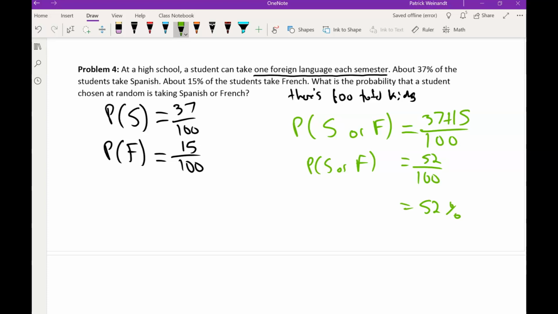However, what would the problem be if they could take Spanish and French? Could I then just add the total kids in the class, 37 plus 15, if there could be kids taking multiple of them? And the answer is no. You have to account for that overlap. You have to account for the kids that are going to be in both of them. You'd have to subtract however many kids are in both when you add them, so you're not counting kids twice.